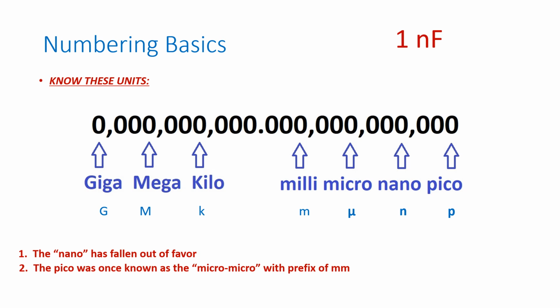So if I did have a 1 nanofarad capacitor and it burned up or failed and I wanted to buy a new one, you can't buy 1 nanofarad anymore. So what would I buy? Well, I could put in a 0.001 microfarad, or I could put in 1,000 picofarad. All three of those are the same capacitance value. And again, you're only going to see the nanofarad in antique equipment.